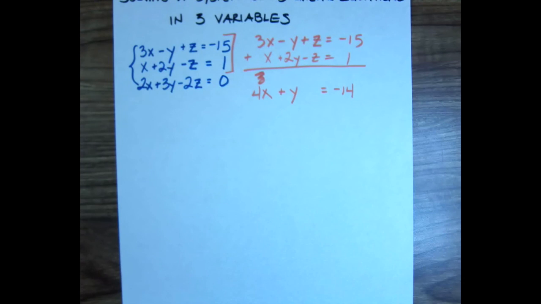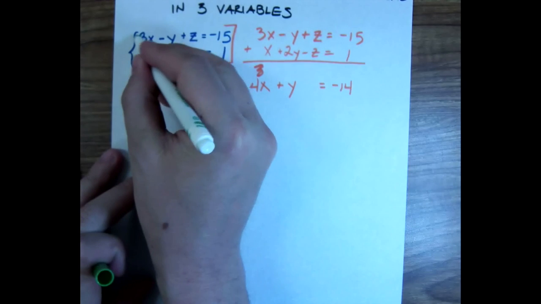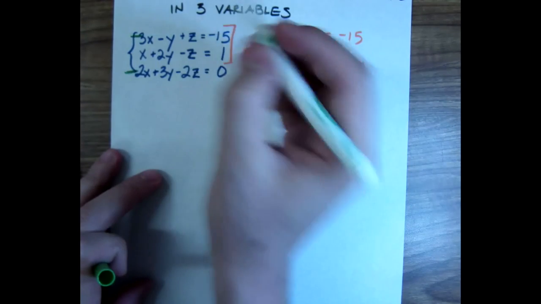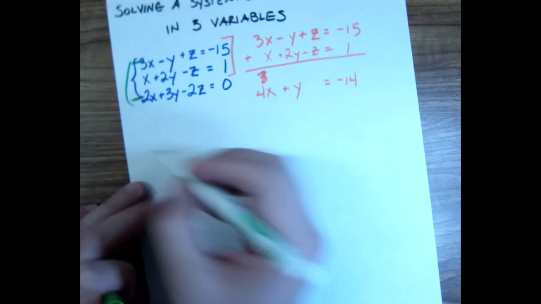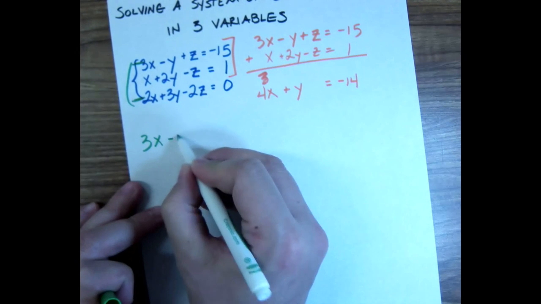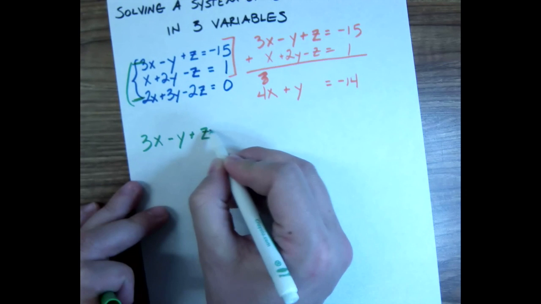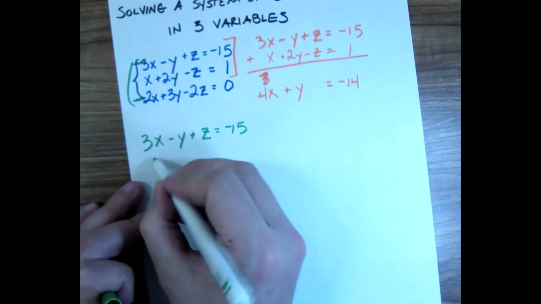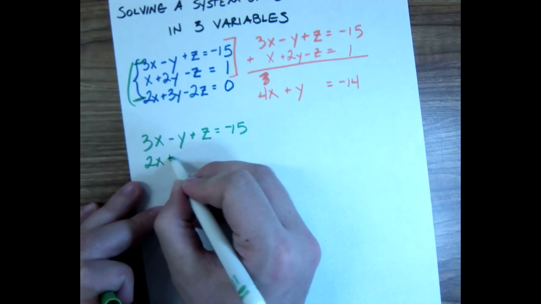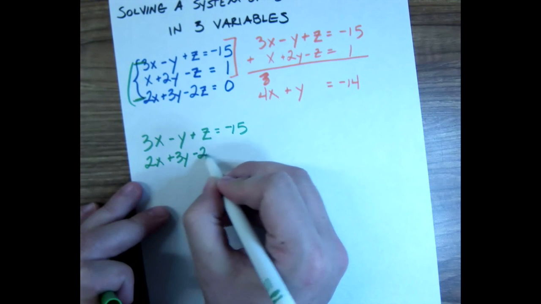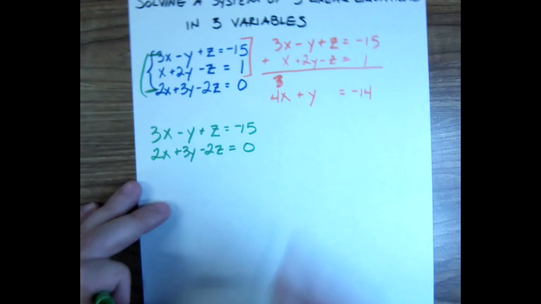If I could get a second equation that also only had x and y in it, then I would have two equations with x and y, and I could solve that using one of the methods that we did last week. So, for example, what if I took this top equation and this bottom equation and combined them somehow? 3x minus y plus z equals negative 15, and 2x plus 3y minus 2z equals 0.